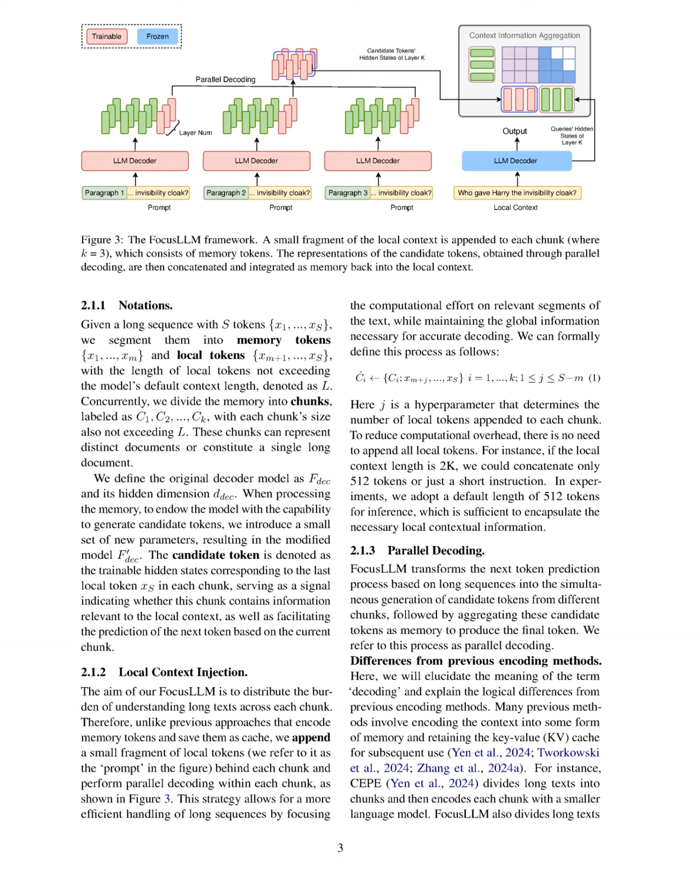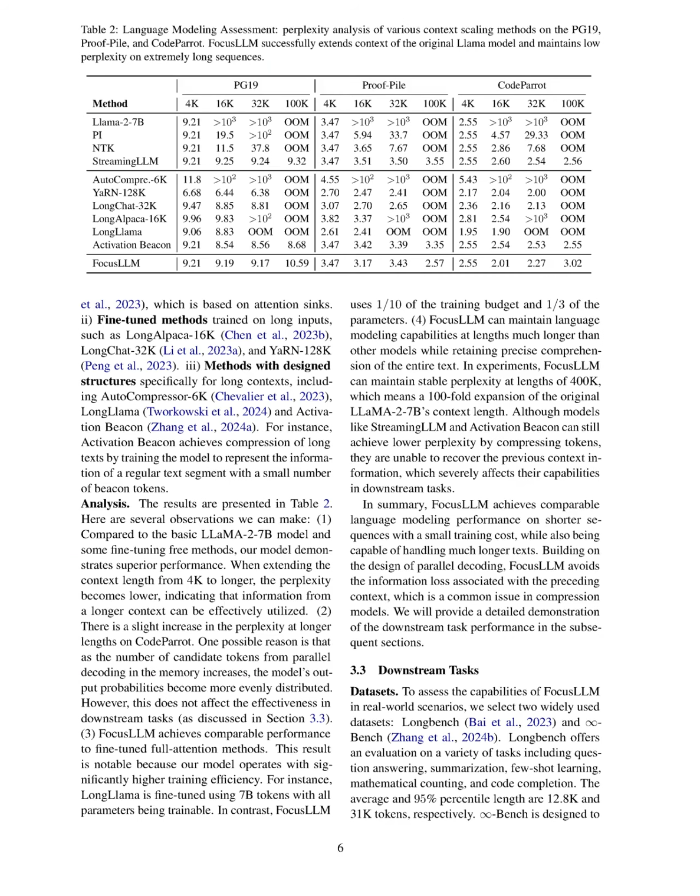In FocusLLM, the emphasis is on generating the next token based on the current chunk rather than encoding the entire context, which allows for more efficient handling of long sequences. This approach not only reduces computational complexity, but also mitigates the information loss associated with earlier context, a common issue in traditional methods.